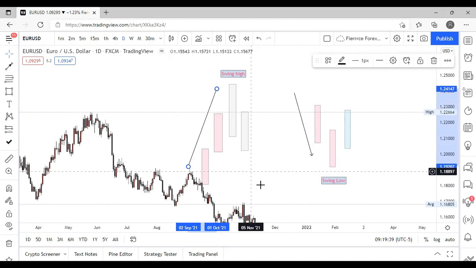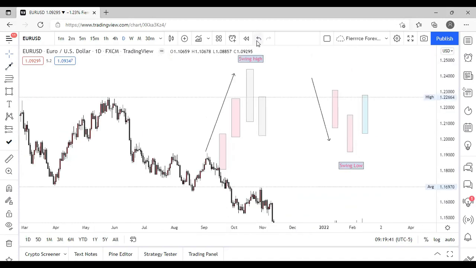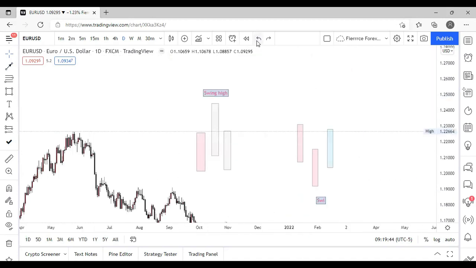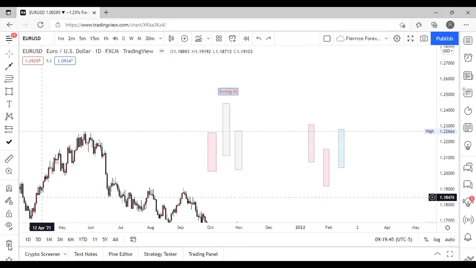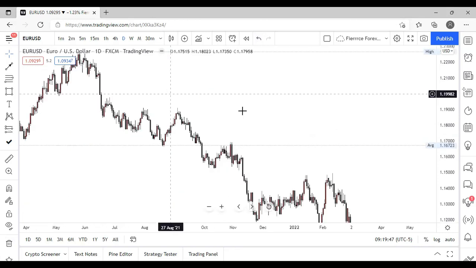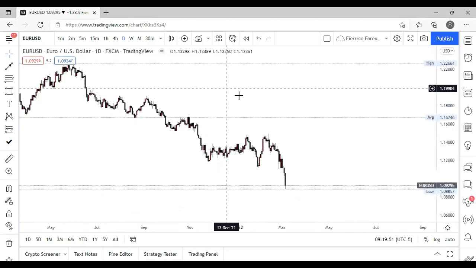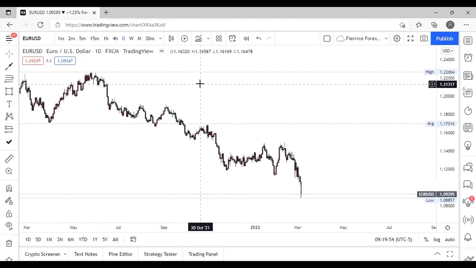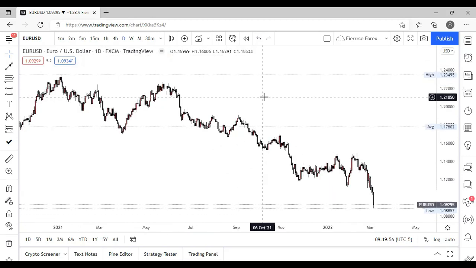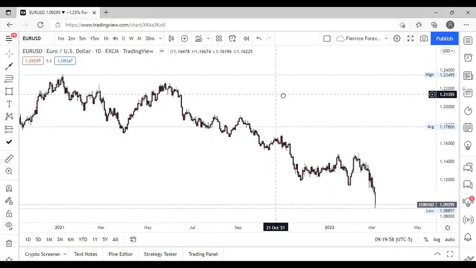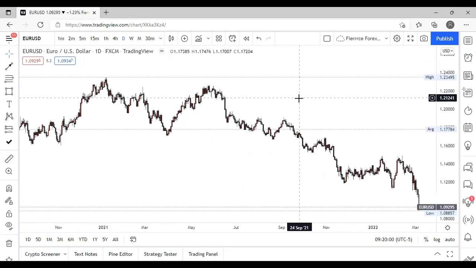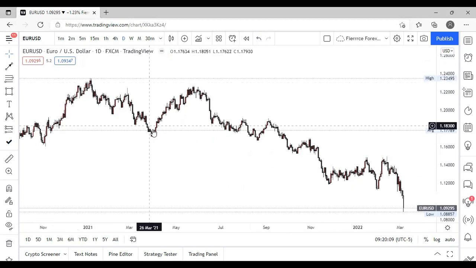I just needed to mention that, so let me clear the screen. Now, we are talking about the fib tool. The fib retracement tool, as the name suggests, allows you to see or anticipate retracement of price. In the class on market structure, I'm going to go deeper into the anatomy of price, so don't worry about that. For this purpose, I just want you to understand what this tool does.